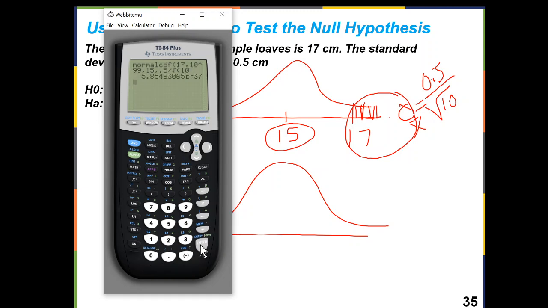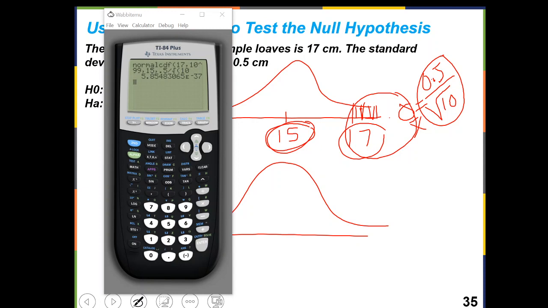That is a really small number. Look at that, that's 10 to the negative 37. So it's almost practically zero. What does that mean? It means that the probability to get a number that big, assuming that the mean is 15 and the standard deviation is that, is almost zero. That means this event that just happened had almost 0% probability, but it occurred.